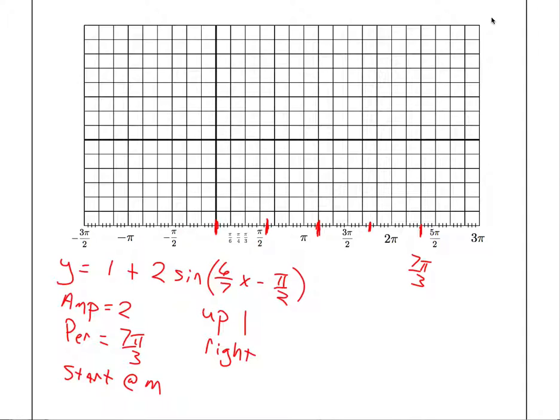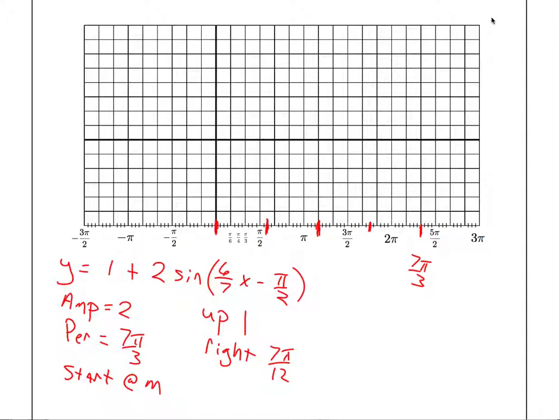7 pi over 12. Tim, how'd you get 7 pi over 12? Multiply 7 over 6 times pi over 2. Because remember, whatever you multiply 2 pi by, you have to multiply that pi over 2 by. So 7 over 6 times pi over 2 gives me 7 pi over 12. So we're going right 7 pi over 12.